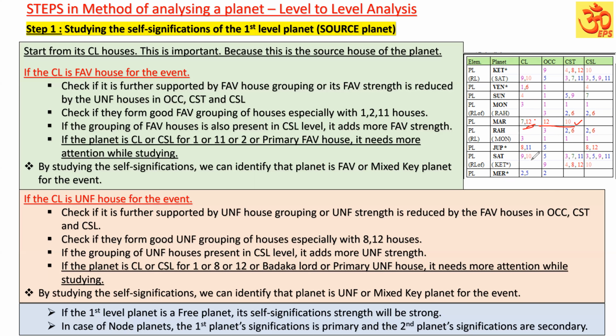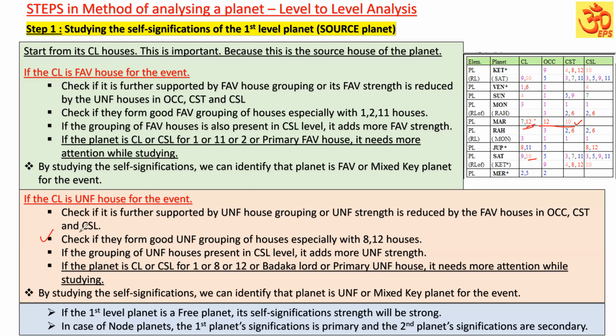For example, you can see it is 10th Lord. CL is having 10th house. That 10th house is not further supported by the OCC, CST, and CSL. So, unfavorable house is not further supported. Unfavorable house is reduced by the favorable house grouping.